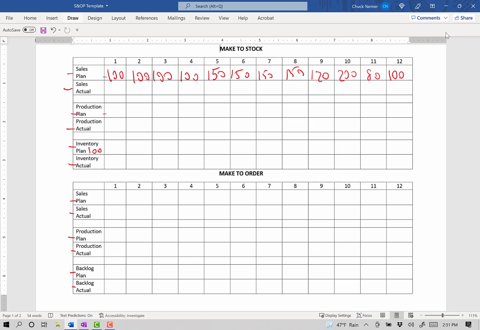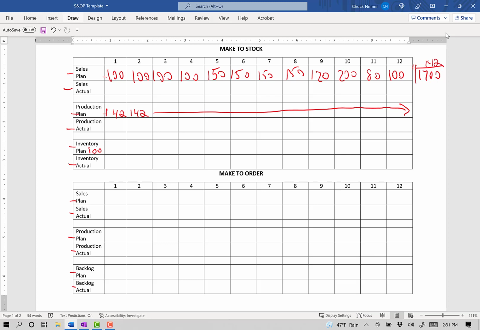So what we have to do is add up all the sales plans, see what that total is, and divide by 12 periods. Now I've done that ahead of time. We had 1,700 forecasted total, so divide that by 12, and then we get 142 rounded off for our production plan. So our production plan each month is going to be 142 all the way across. And I'm just going to put the arrow across where you would write in the numbers just to kind of shorten things up here. So in a make to stock environment, extra goes into inventory.